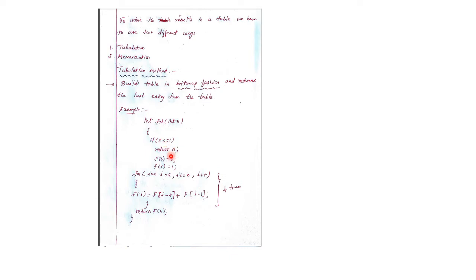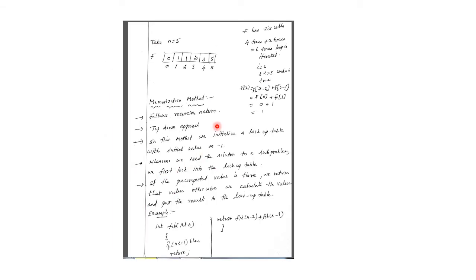If the condition is n less than or equal to 1, then it will return the value n. Then f of 0 is initialized with 0 and f of 1 is initialized to 1. Then this is the looping function, and here the for loop has the initialization part, this is the condition part, and this is the increment part. The loop is iterated 4 times.